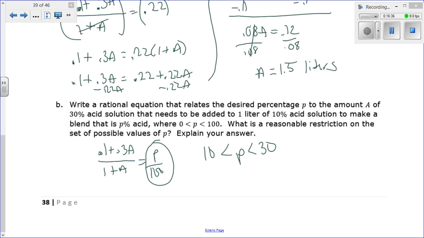Write a rational equation that relates the desired percentage P to the amount A of 30% acid solution that needs to be added to 1 liter of 10% acid solution to make a blend that is P% acid, where P is between 0 and 100. What is a reasonable restriction on the set of possible values of P? Explain your answers. Well, we're just going to use our formula from up above and just put it equal to P/100, because that's my percent. And my restrictions for P have to be between 10 and 30, because I already have a 10% solution, and I can't have more than a 30% solution if I'm only adding a 30% solution to it. So it's got to be somewhere between 10 and 30.